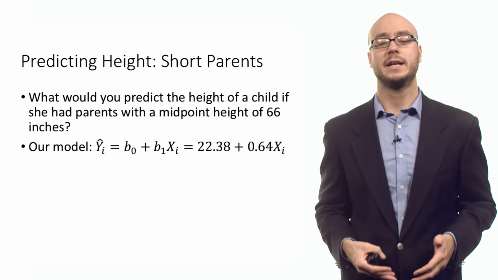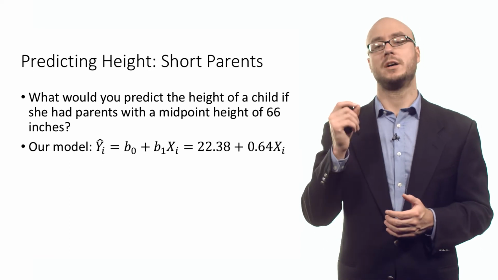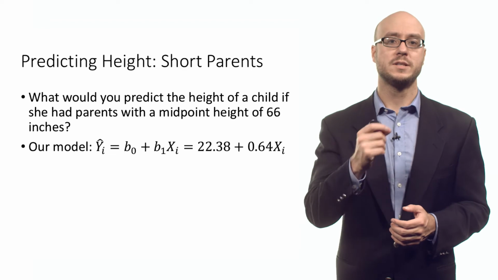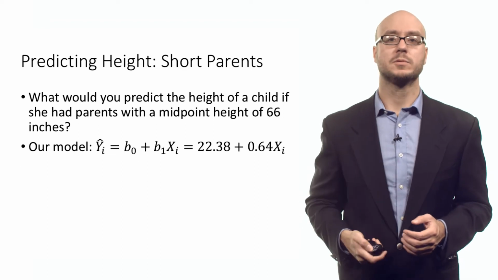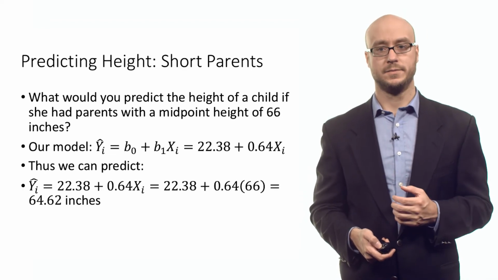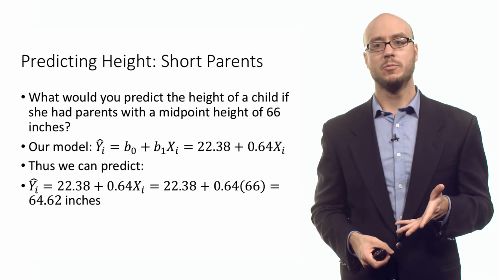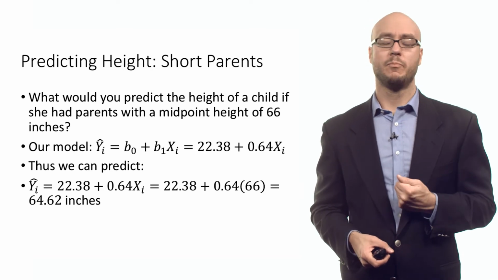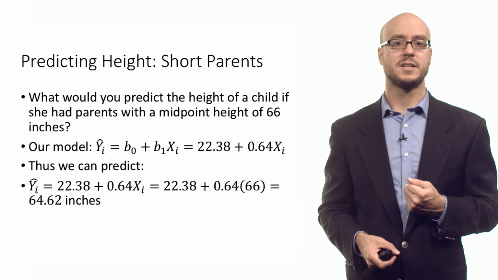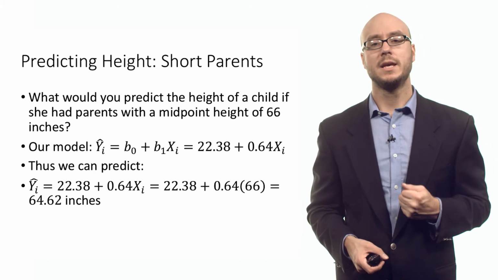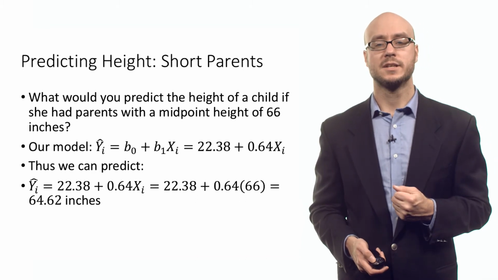What we're doing is we're calculating the mean of our outcome conditional on a particular value of x. So what is the mean of our outcome when x equals 66? Well, we can predict. Right? So we plug in the value, and we find that if the midpoint height of the parents is 66 inches, then the expected mean is 64.62 inches.